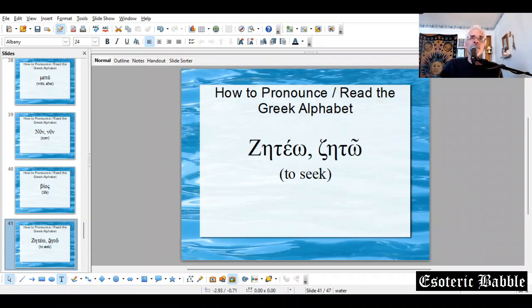Here is one using the zeta and zeteo. This would be the dictionary form of the word zeteo. Now here I just left it lowercase. I think if you were to see this, it's going to be in its contracted form, zeto. That means to seek. This would mean I'm seeking.